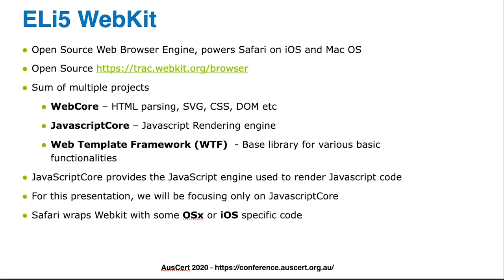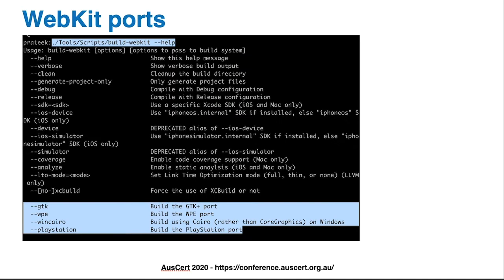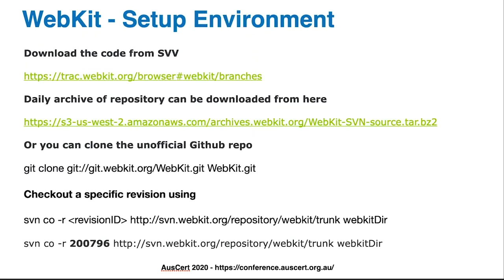Now the browser that we have on iOS and macOS, which is Safari, basically wraps WebKit with some OS or iOS specific code, so with some platform specific code. We have something called WebKit ports, which is a combination of platform technologies that allow it to run the WebKit browser engine. To give you an example, WebKit is used in several places. It is used on PlayStation devices, it's used in Tesla. So the ports allow you to build WebKit specific to that platform.